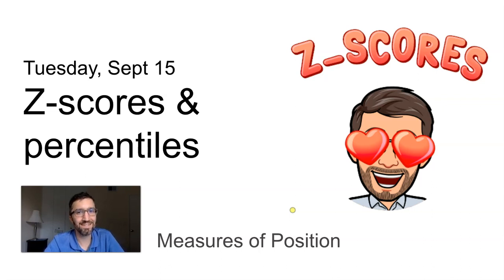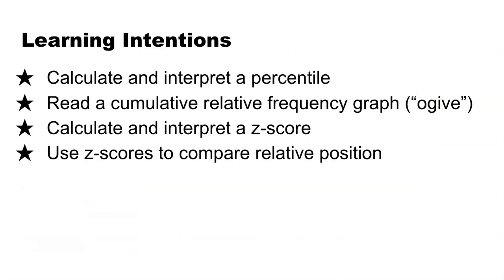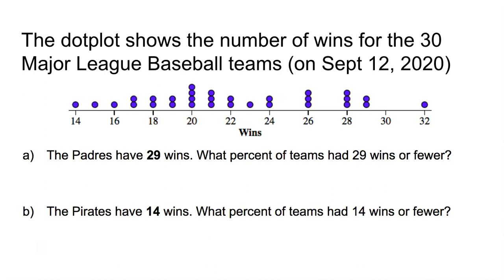Z-scores are really important in AP statistics, so let's check it out. We're going to do four things: calculate and interpret a percentile, read a cumulative relative frequency graph known as an Ogive, calculate and interpret a z-score, and use z-scores to compare relative position.